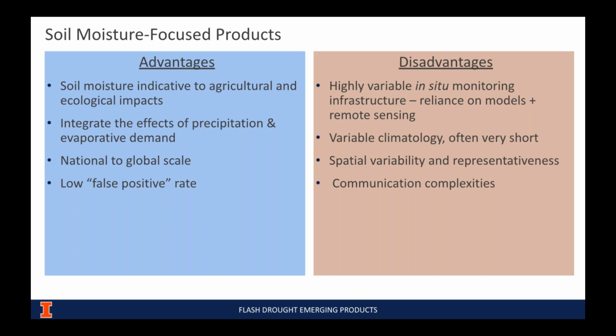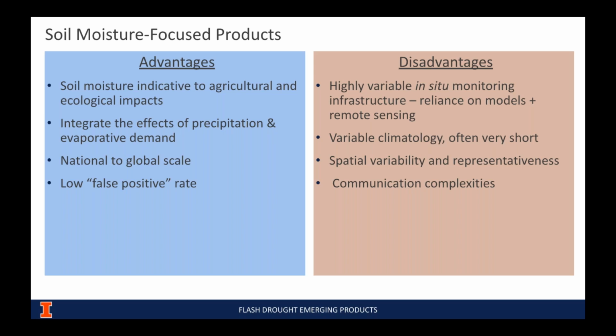And soil moisture integrates the effects of precipitation and evaporative demand, so it kind of combines the two together. Soil moisture products have the potential for national to global extent, and it tends to have a low false positive rate. We tend to not get a lot of false positive drought warnings when our soil moisture is low. When we have very dry soils, we tend to see those drought impacts pretty consistently, which is important.